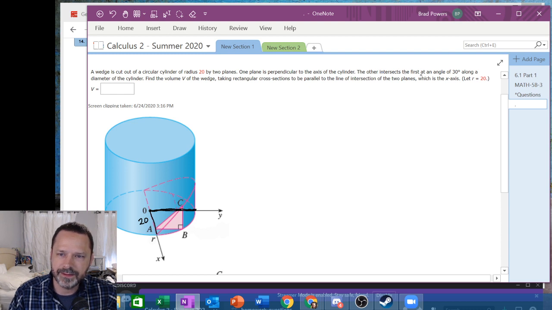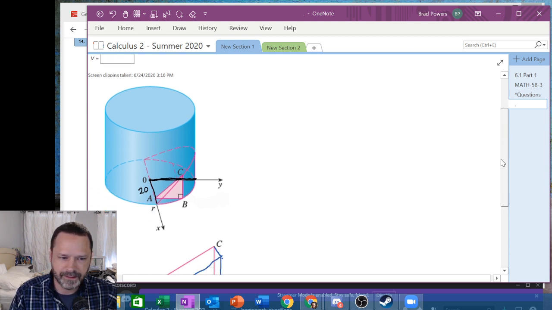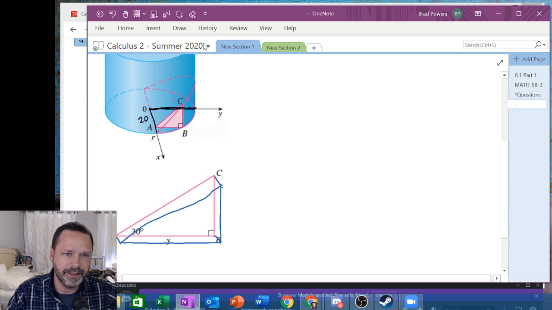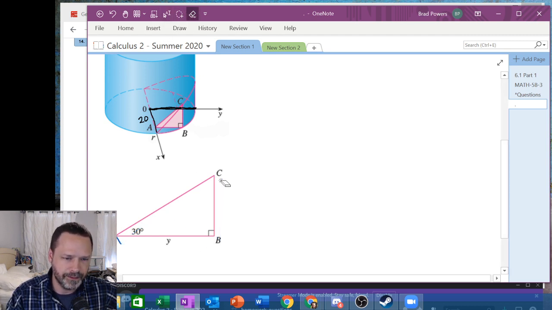The other intersects the first at an angle of 30 degrees. Oh, I'm sorry, the planes. So the plane on the bottom and then the one intersecting it like this, and that making 30 degrees. And that's where we get this cross section here. We got a 30 degree right there. So that's 30 degrees, and that's given that we know is true.